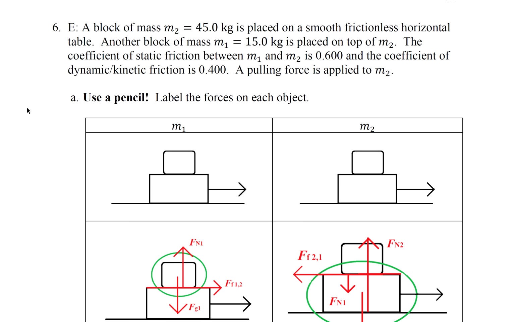Question 6. A block of mass M2 equals 45 kilograms is placed on a smooth, frictionless horizontal table. Another block of mass M1 equals 15 kilograms is placed on top of mass 2. We're given the static friction coefficient and the dynamic friction coefficient between mass 1 and mass 2.